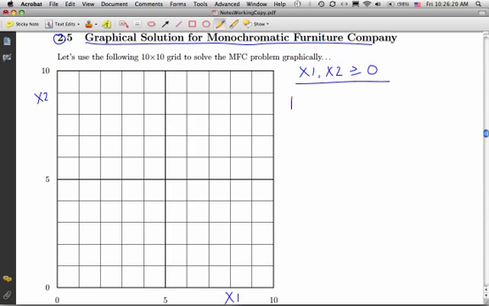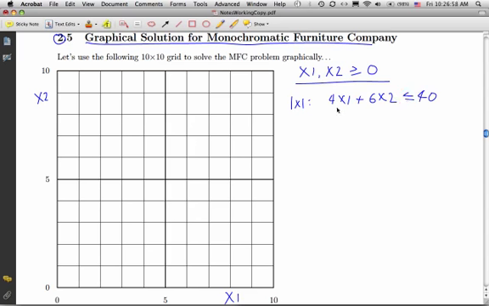Now we had our constraints. We had a constraint for our 1 by 1 bricks, our little tiny bricks there, and we had 4 of them went into a table and 6 of them went into a chair, and we had 40 of those bricks total. So we'll do less than or equal to 40. Now what we want to do to graph this constraint is draw the line 4x1 plus 6x2 equals 40, and then figure out the less than or equal to side of the line.